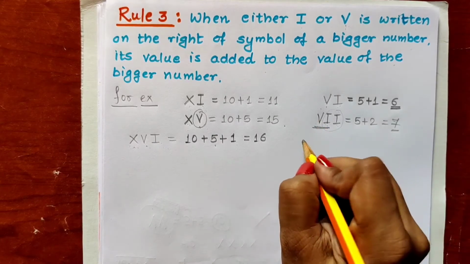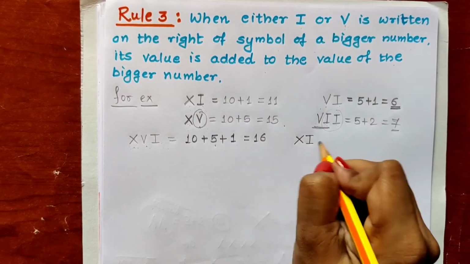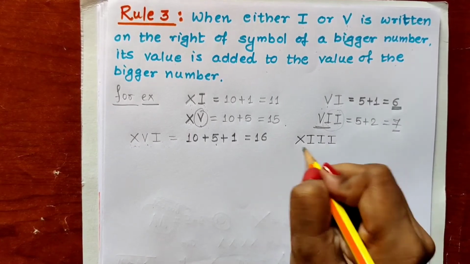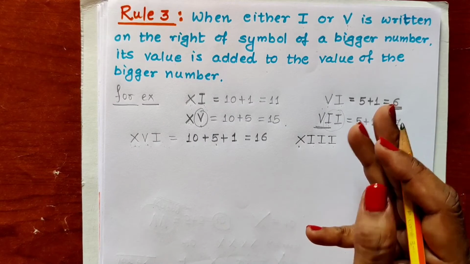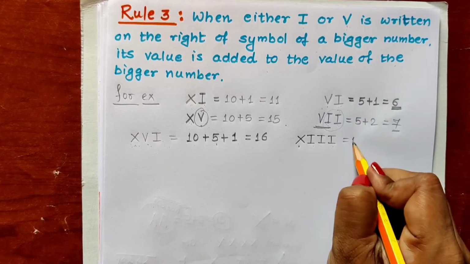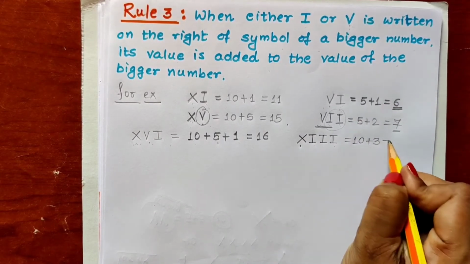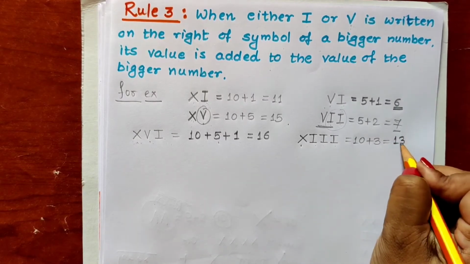I can show you one more example. XIII. What does it mean? X means 10. III means 3. We all have seen this in rule 1. So it will be 10 plus 3. So it is 13.